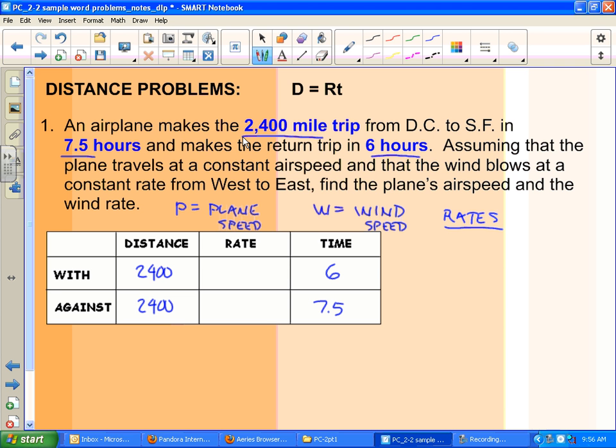Okay, now here comes the tricky part. This rate thing. What is our rate going to be comprised of? It's going to be made up of two things.